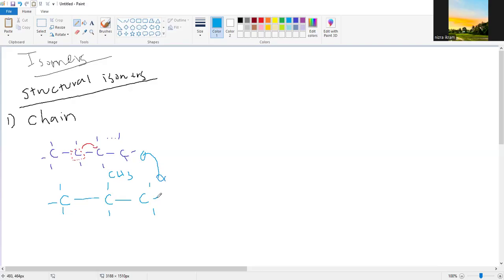So here the molecular formula, everything will be the same. The thing is the nature of the chain will alter. Now this chain had four carbons. Now the main carbon chain has only three carbons, and in the second carbon you have a methyl group. So this is how you draw isomers. Okay.